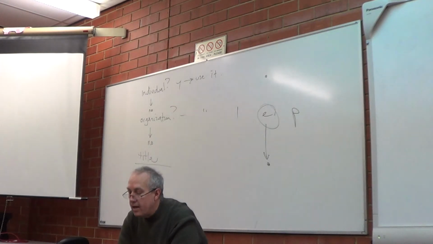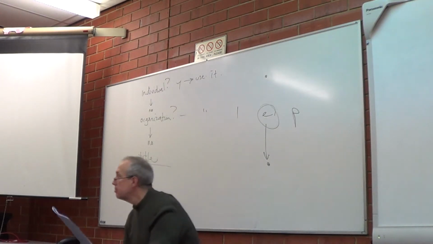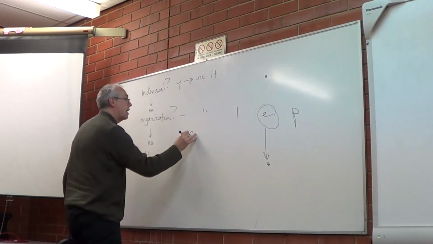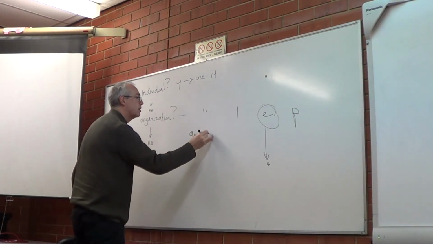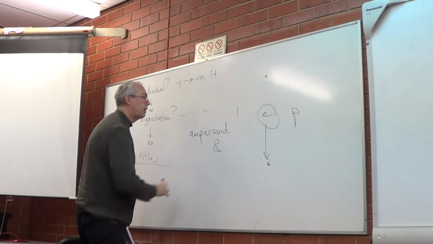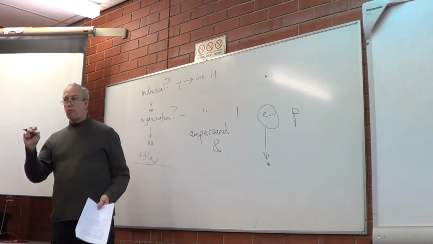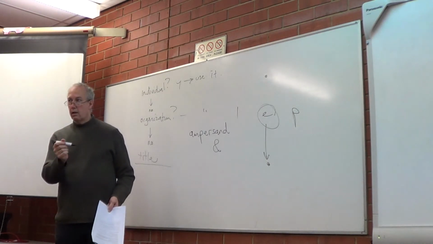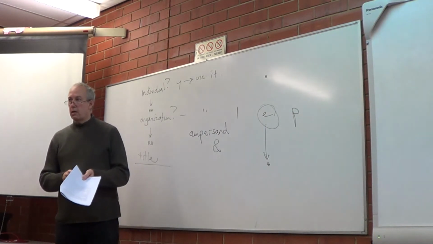And then you do an and with that symbol. That symbol has a name. It's called an ampersand. That thing on the keyboard that looks sort of like that. That's an ampersand. You don't write AND. You use that. You've got to use them in reference lists.